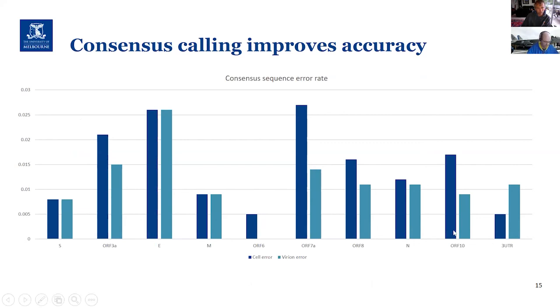And after we've done consensus calling, we could also see, it's not indicated here, that in fact, the Virion sample has a 10 base pair insertion relative to the cellular material, or vice versa. The cellular material seems to have a 10 base pair deletion. And we can speculate as to why that might be the case. It's something we can see much more clearly after doing the consensus calling.